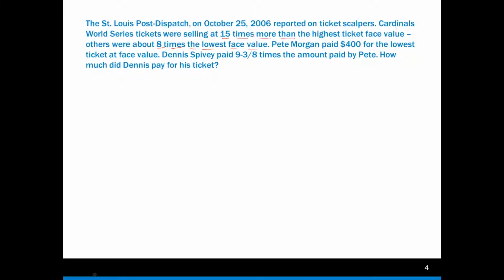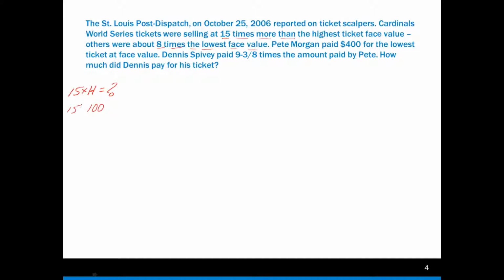If I wanted to look at it, I could say, okay, let's call it the highest. We'll make it H. We're going to set it as a variable. And we don't know what H is. But we know that 15 times, right, whatever the highest value is, would be how much is being paid. So if the highest price was 100, well, 15 times 100 is equal to 1,500.